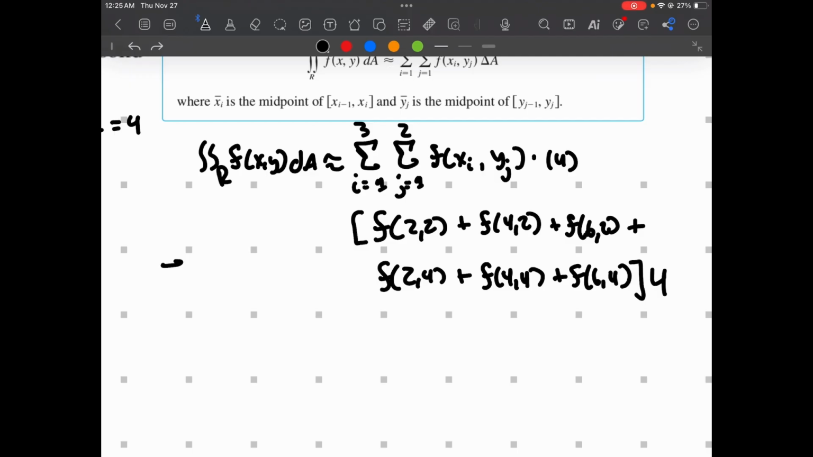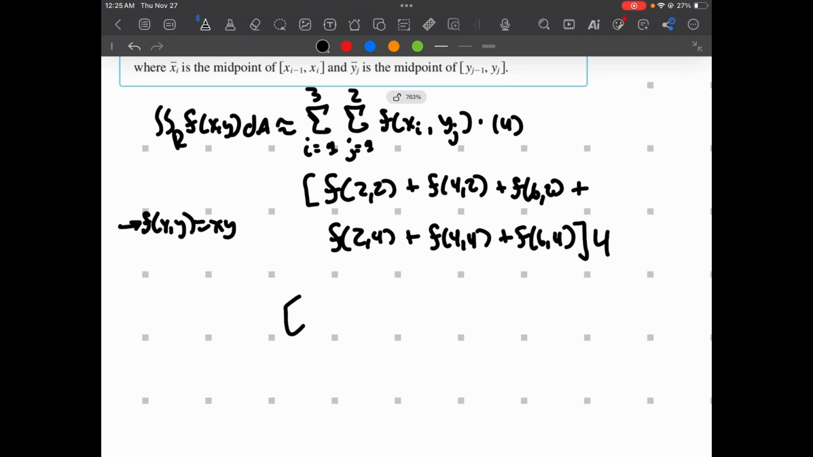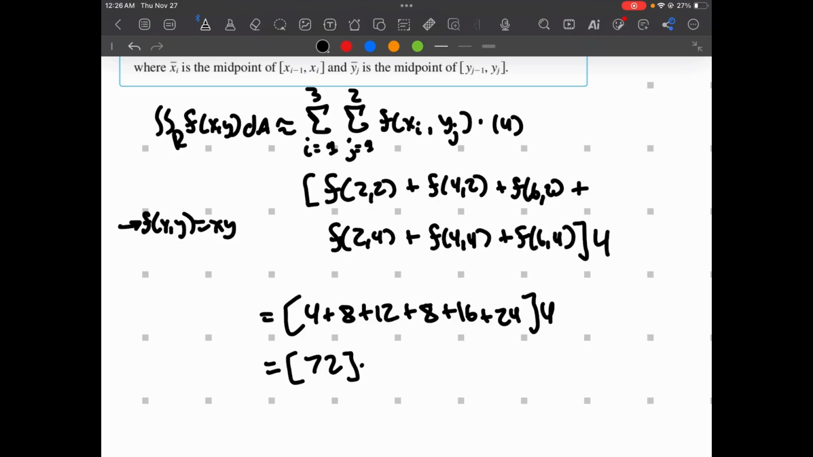Given that our function f of x and y is x times y, we have the values 4 plus 8 plus 12 plus 8 plus 16 plus 24, which is equal to 72 times 4, which is equal to 288. And that is our answer for part A.